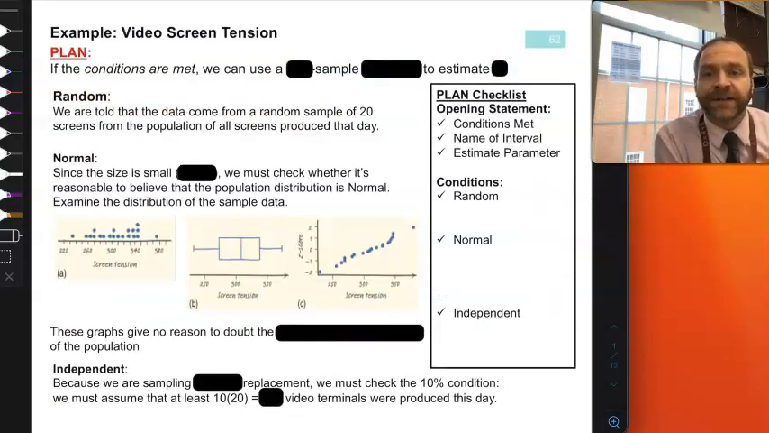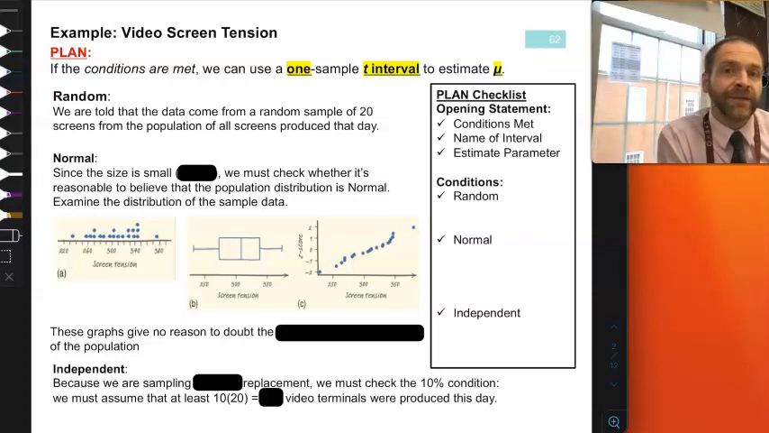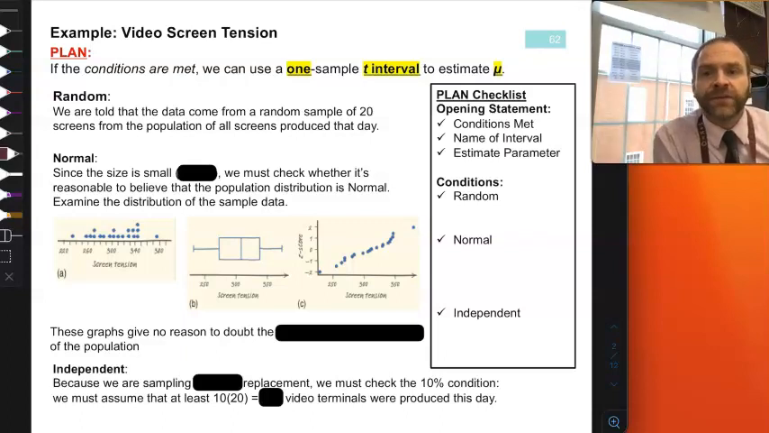Now the next part is the plan step. When you're dealing with the plan step, you want to make sure you include your opening statement. If the conditions are met, what are we going to do? We're going to use a one sample t interval to estimate mu. We have to name our inference procedure. So make sure you are looking at that opening statement, if the conditions are met.